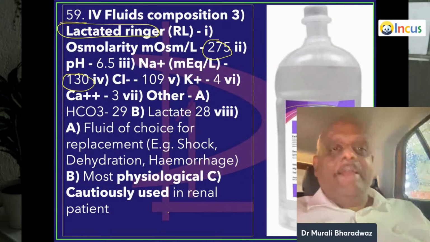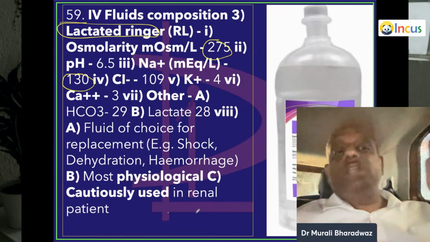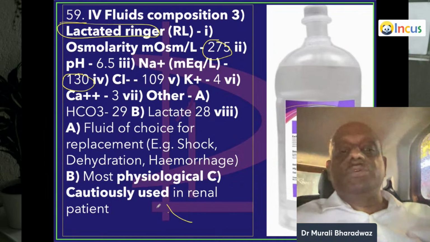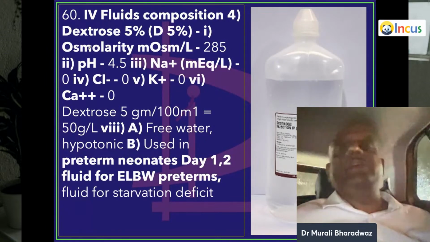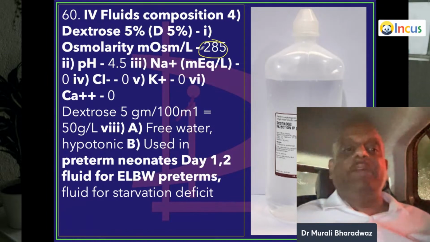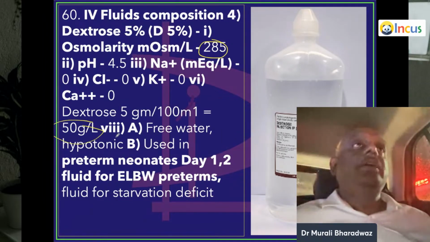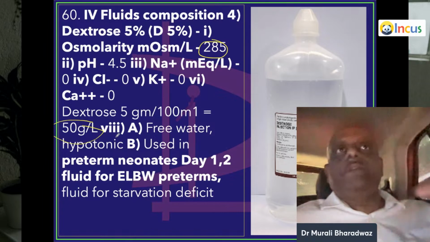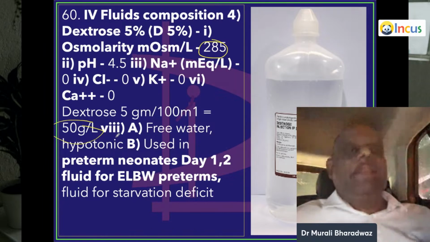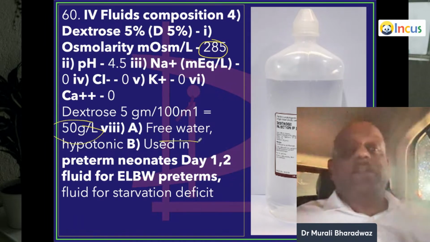So, doctor, if you take the IV fluids, the most physiological is Ringer lactate, but you need to use it cautiously in renal patients. Then coming to 5% dextrose, osmolarity is 285, and it contains 50 grams per 1 liter. Where do we use dextrose 5%? Let us say there is a dehydrated patient who needs free water. Then dextrose 5% is good in a dehydrated patient who has hypernatremia.